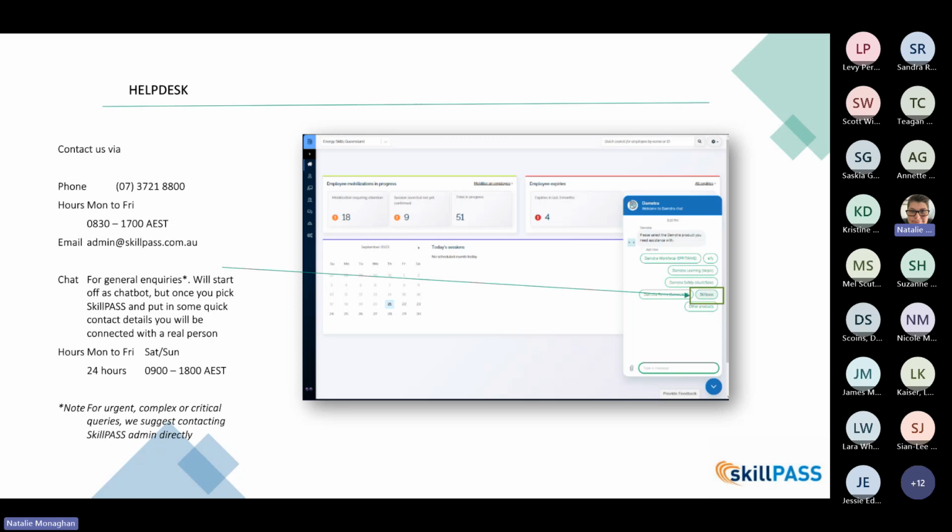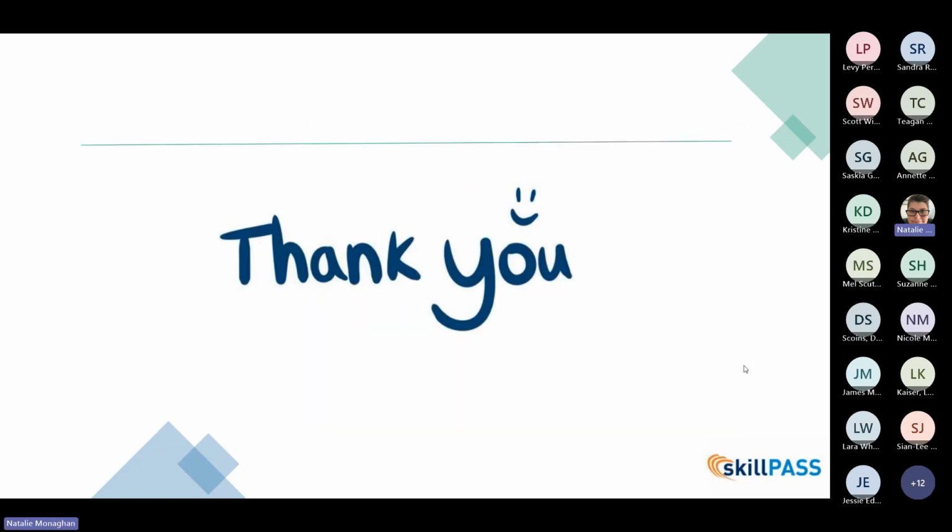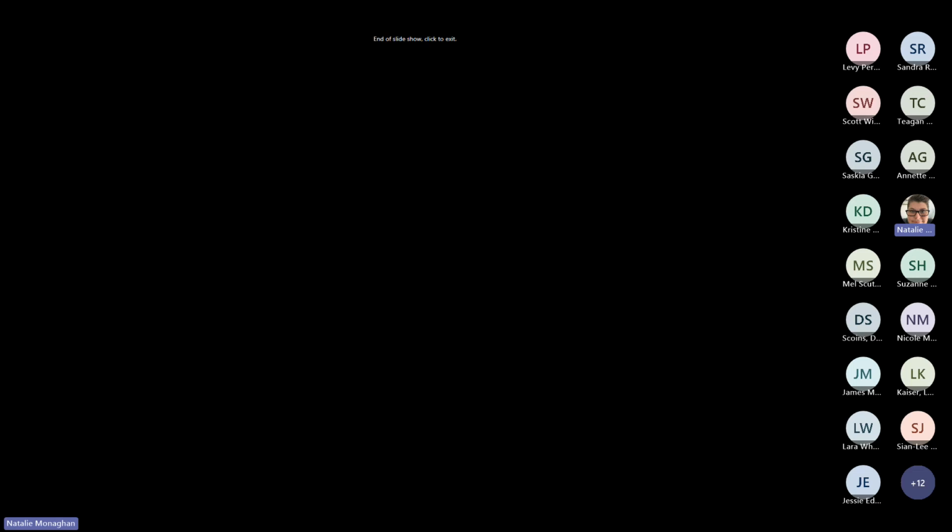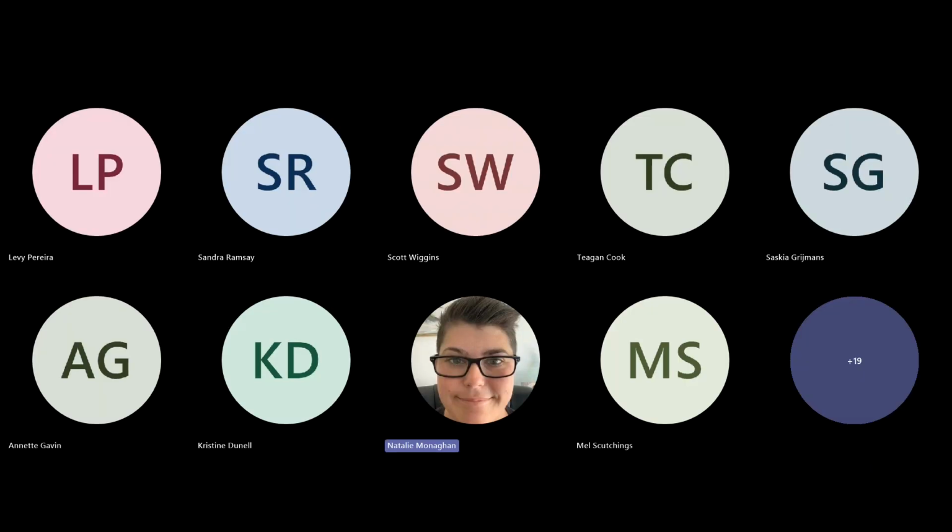Other than that, you have the option of giving us a call at SkillPass. We're available Monday to Friday, 8:30 to 5 on that number you can see listed here. That number is also on our website, or shoot us through an email to admin@skillpass.com.au and we'll be able to assist you that way. So that's the presentation thus far. What we might do is I'll just see if there are any questions and then we'll move into the demonstration. Just go to the chat.